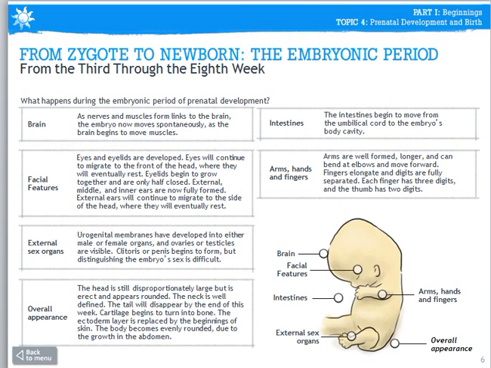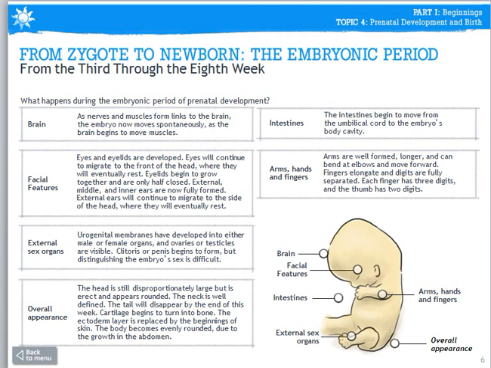Then there's the external sex organs. In the beginning, you can't really tell which one's which, if it's a male or a female. They sort of look alike in the beginning. So sometime around the 2nd trimester, you're able to tell whether or not you're having a boy or a girl.